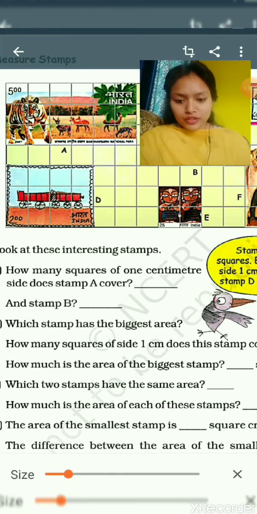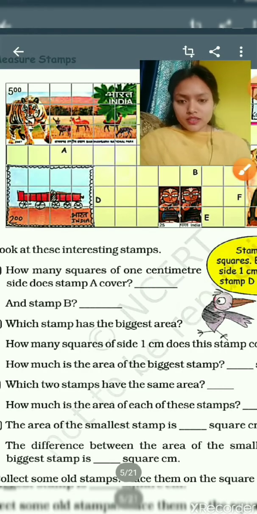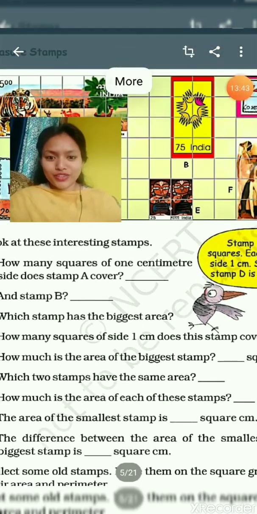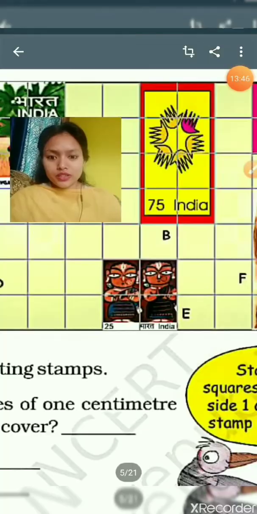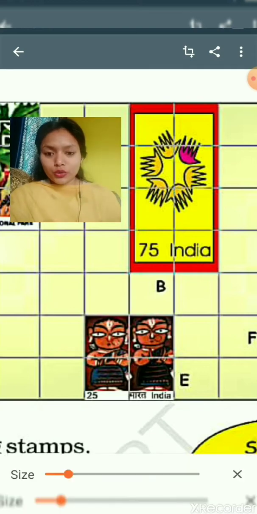So here we will write 18. 18 stamps are covered by the first stamp. Now the next question is B, and they are asking to count the B1 also. So we'll count the B1. Now this is the B1. Just count the number of squares in this stamp. So let's start. Let's count together.